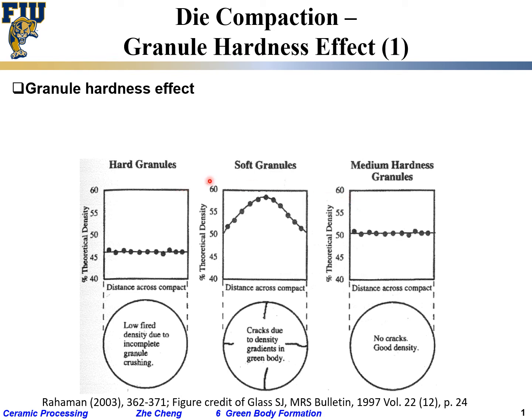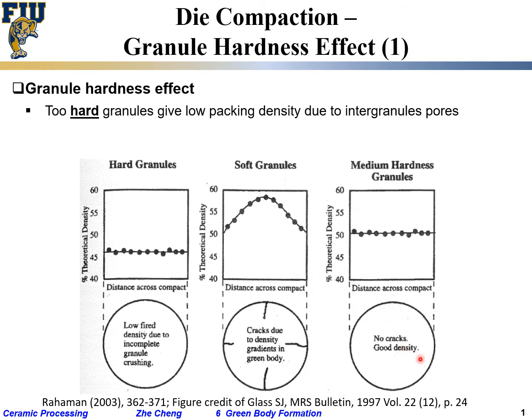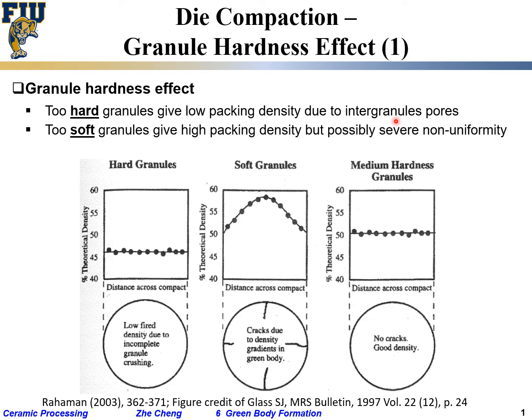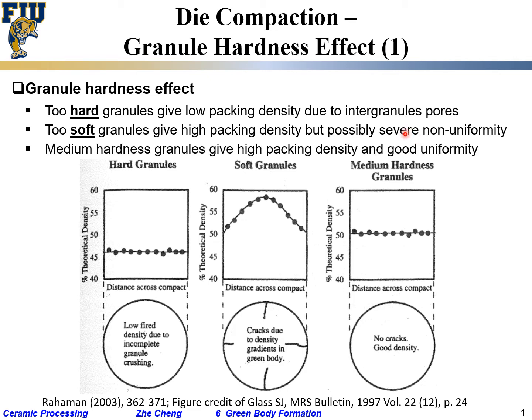Not too hard, not too soft. That hopefully gives you no cracks and uniform density. Too hard granules give low packing density due to the intergranule pores; the pores cannot be squeezed or filled in. Too soft granules give high packing density in the center, but may give you severe non-uniformity, which is also not what you want. On the wall, it's going to create a lot of friction, and near the wall you don't have enough pressure. And medium hardness gives you the higher packing density that you want. Okay?